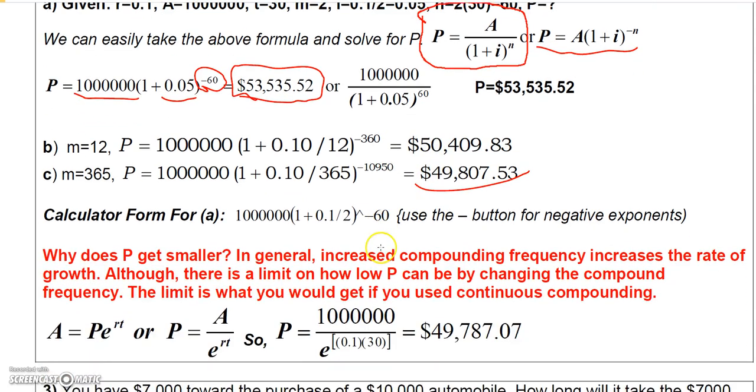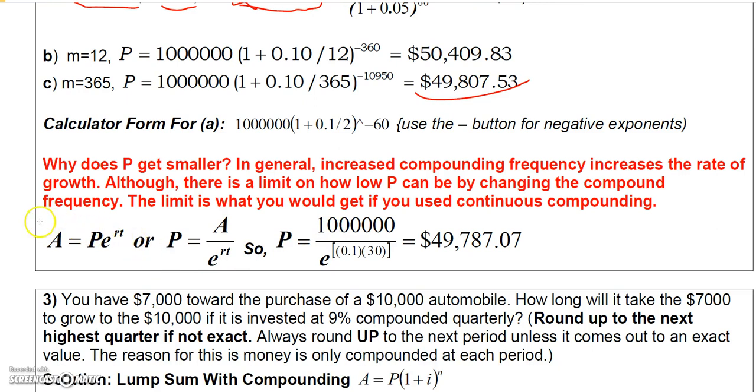Well, again, I showed you this formula a minute ago. That's the formula for amount if you know the principal, but if you wanted the principal given the amount under continuous compounding, then the formula would look like this. The principal would equal the amount divided by e to the rt. And remember, this is only if you have continuous compounding.